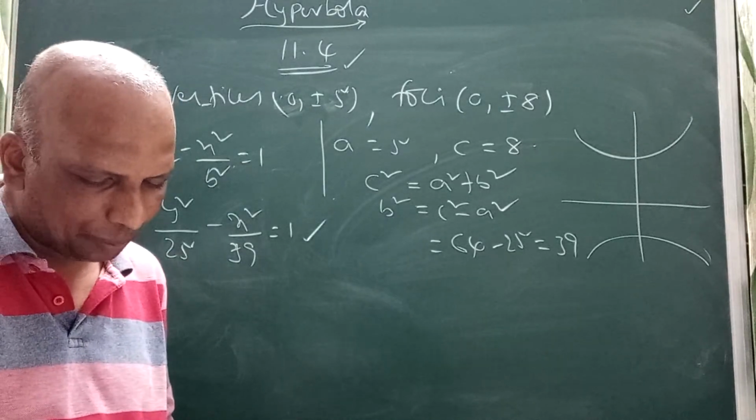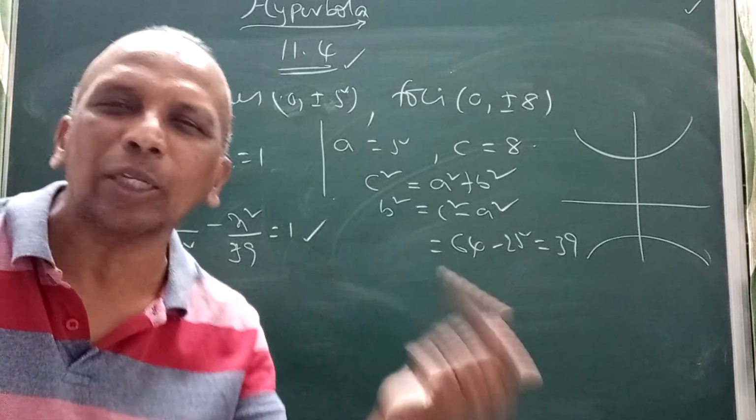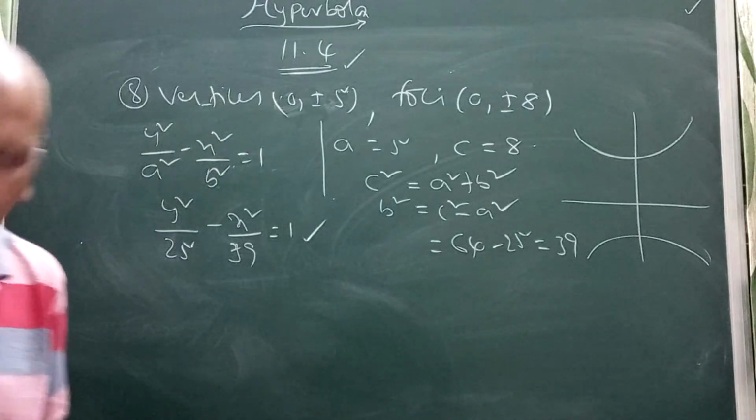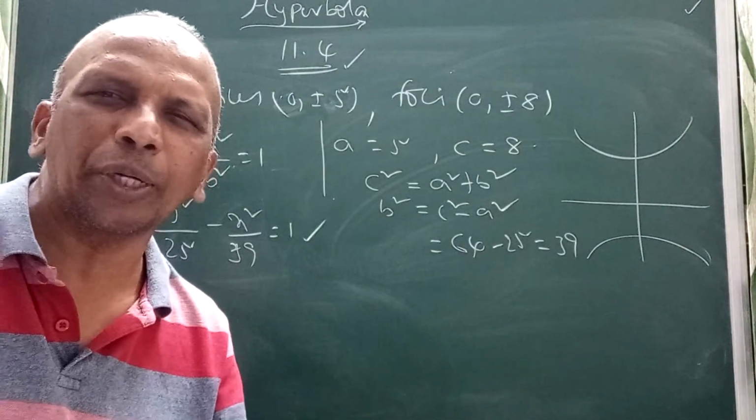Foci 0 comma plus or minus 4. The ninth one is similar to the eighth one, so you can do it yourself. No need to do that here, right?